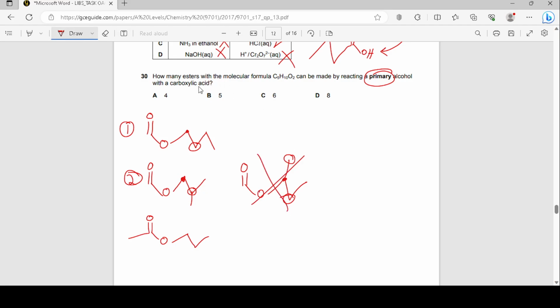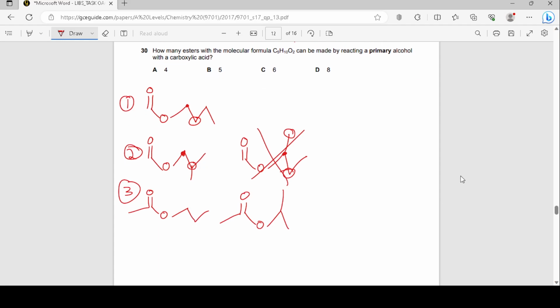Because it is possible obviously, but it's not correct according to the stem of the question, because they said by reacting a primary alcohol with a carboxylic acid. So we're not considering this compound. So this is the third one then. And can this have an isomer? Let me see. So you have the same thing and then O, and then I have it like that and this. Okay, so I could have that as well.